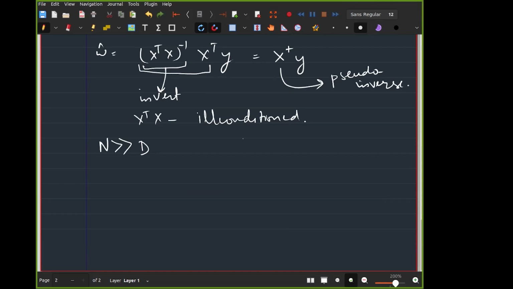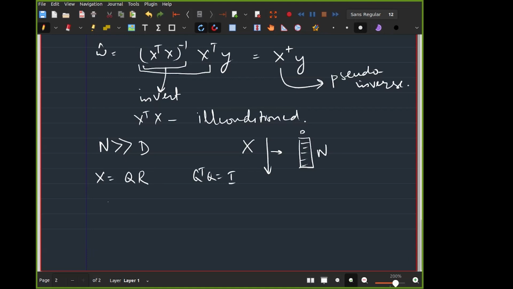So what it really means is my X is tall and skinny. So this is how my X matrix looks like. This dimension is N, this dimension is D. Okay. So if that's the case, we can say that X is equal to Q times R. You can read about QR decomposition, but that's a kind of factorization in linear algebra where the property of Q is that Q transpose Q is equal to the identity matrix, right?